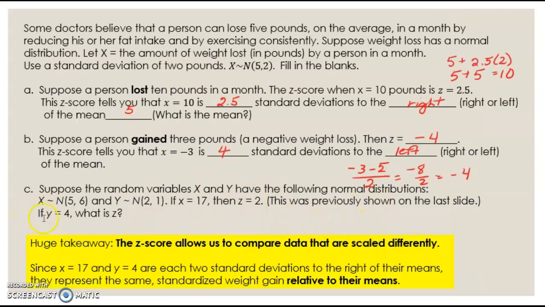So, if y equals 4, what is the z there? All right, well, you would use this one with the 4, and you're going to have 4 minus the mean, 2, over 1, which is 2. So my z-score on that second one is also 2. So that's what you've got right here. Since x equals 17 and y equals 4 are each 2 standard deviations to the right of their means, they represent the same standardized weight gain relative to their means. That's what's meant by standardization.